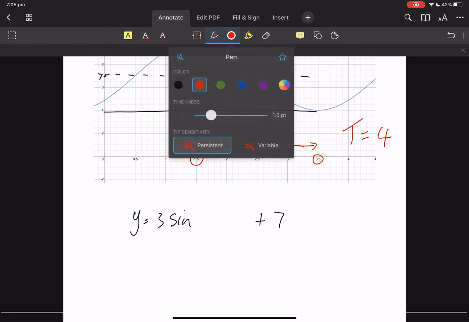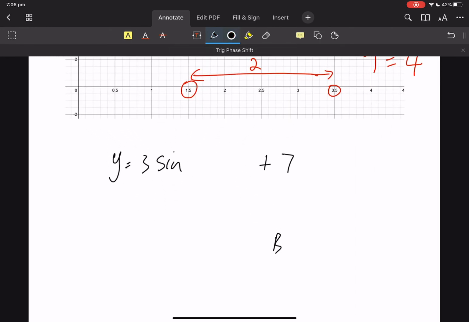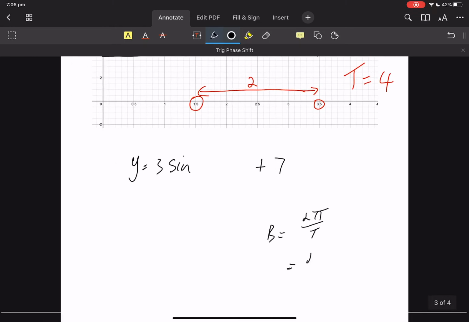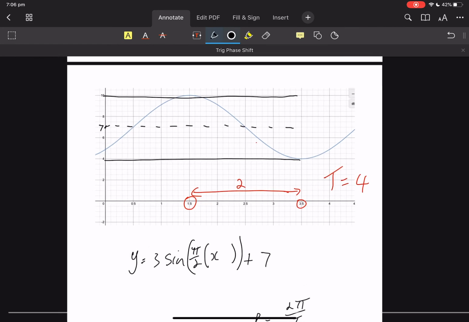So let's go B equals 2 pi on T. T is 4. There we go. B is pi on 2 x. I guess I can leave that there.